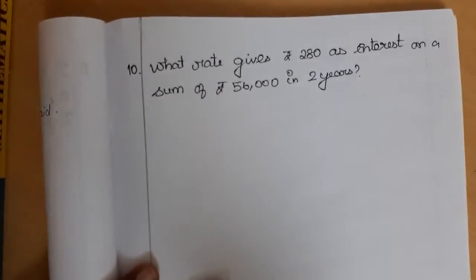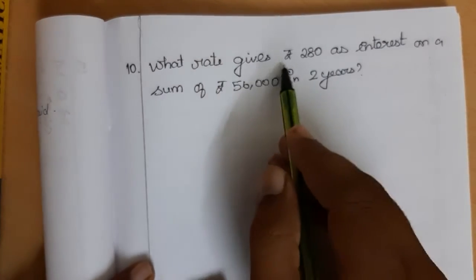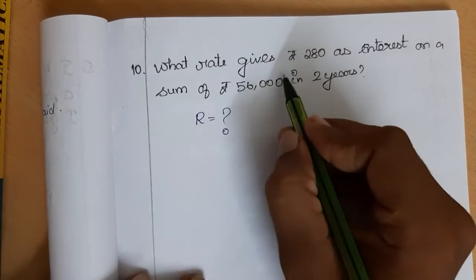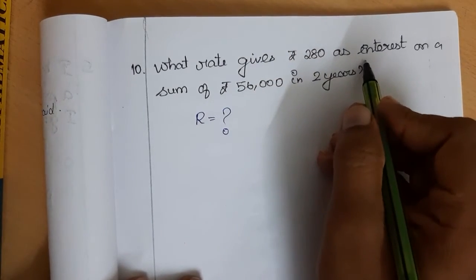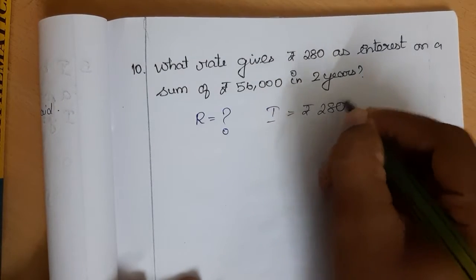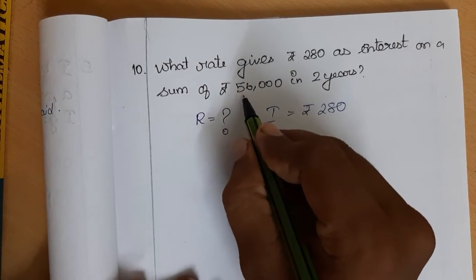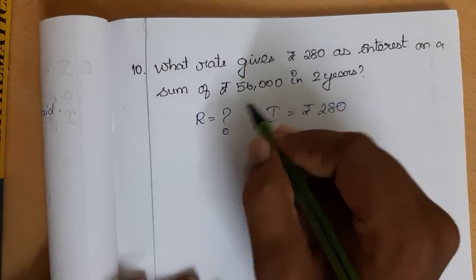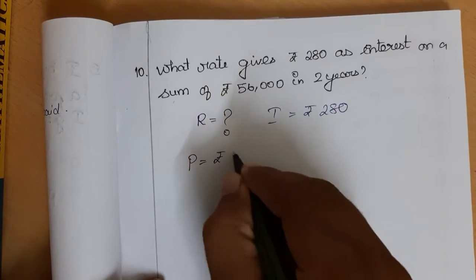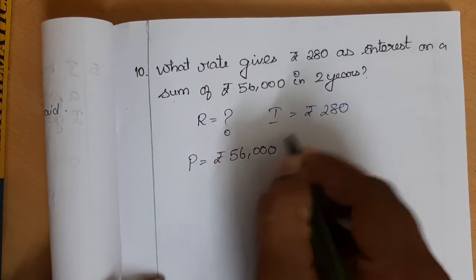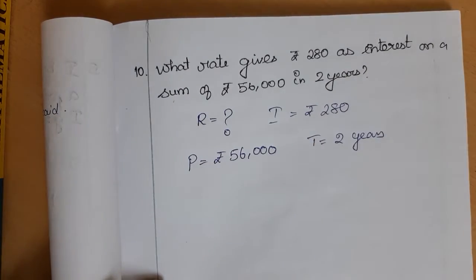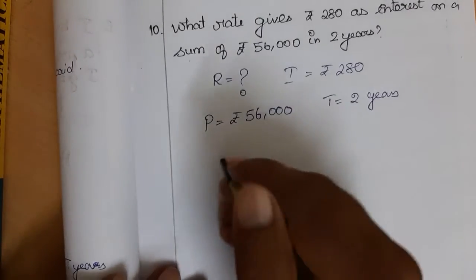So here we come to the next problem. What rate gives, so what rate, so the rate we have to find, gives rupees 280 as interest. So interest is equal to rupees 280 on a sum of rupees 56,000. Sum means a principal, the amount that we borrowed. So principal is equal to rupees 56,000 for a time period of 2 years. Always remember the time T has to be in years.